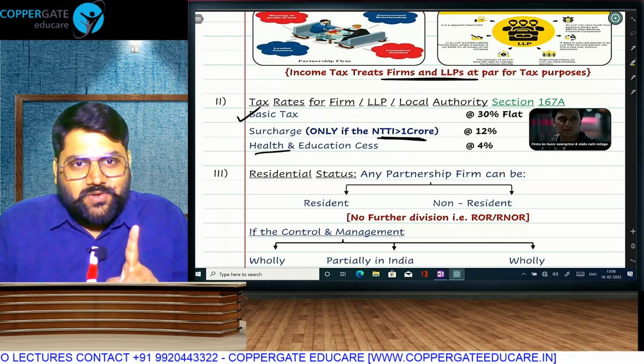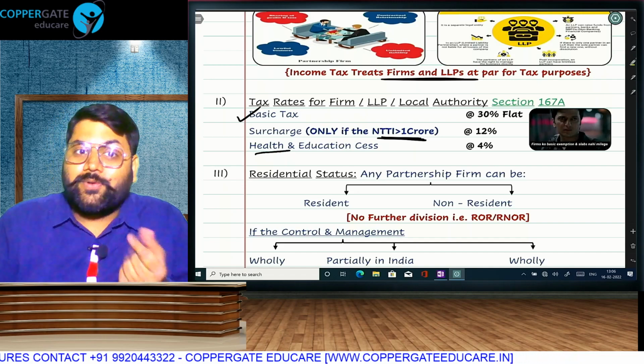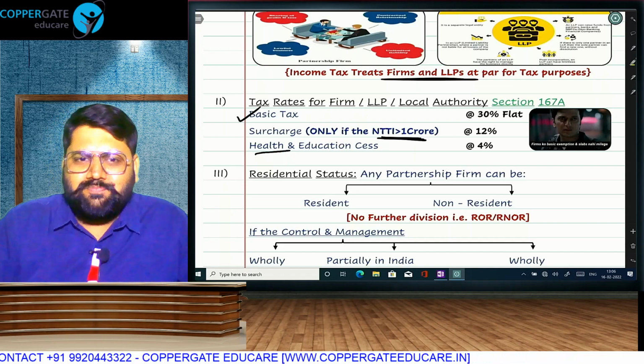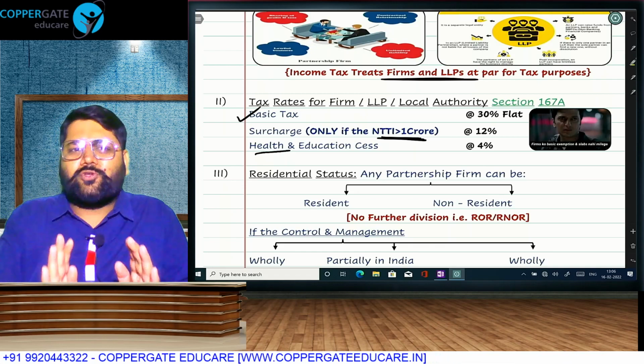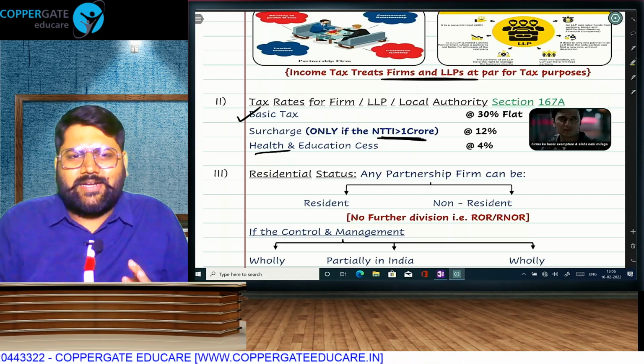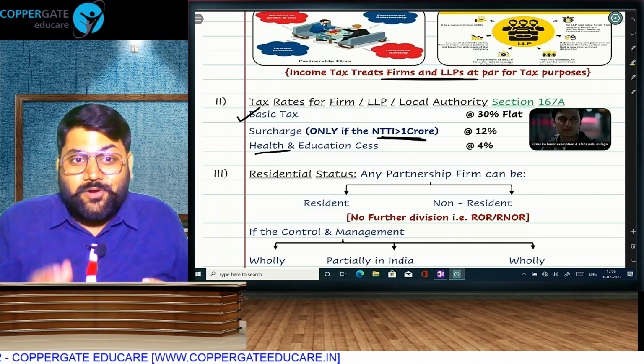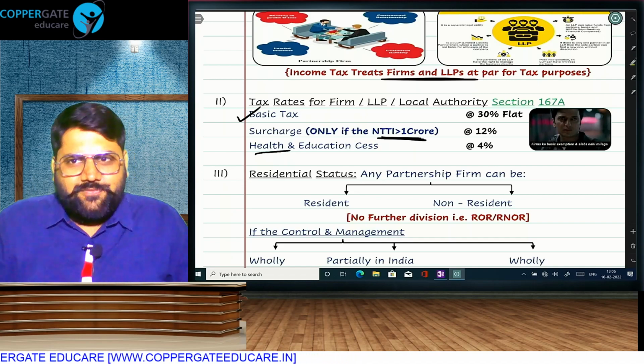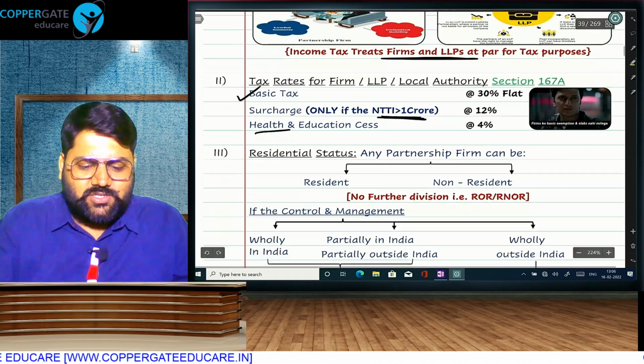So for individual and HUF we have a new regime, for company we have a new regime, cooperative society also we have a new regime. But good for you as a student, you have to solve only one total income, one total tax, because in those other assessees you have to solve both and see whichever is beneficial. So only one regime, and these are the rates of tax.